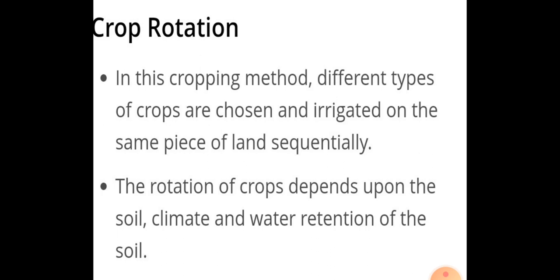Now the next is your crop rotation. Crop rotation, you have already studied before also. In this cropping pattern, different types of crops are chosen and they are grown on the same land sequentially, means एक के बाद एक sequence में grow किया जाता है. Means एक साथ यहाँ पे एक से ज़्यादा crops को नहीं grow कर रहे हैं, but एक alternate way में crop को grow किया जाता है. ओके, स्पेशली लेग्यूमिनस प्लांट के साथ इसको ऑल्टरनेट किया जाता है क्रॉप रोटेशन में. Okay, rotation of crop depends upon the soil, climate and water retention of the soil.